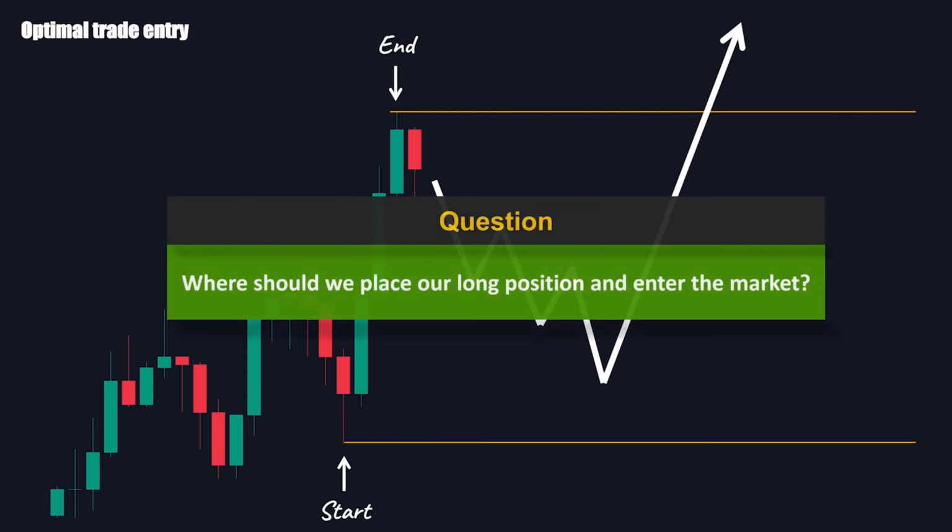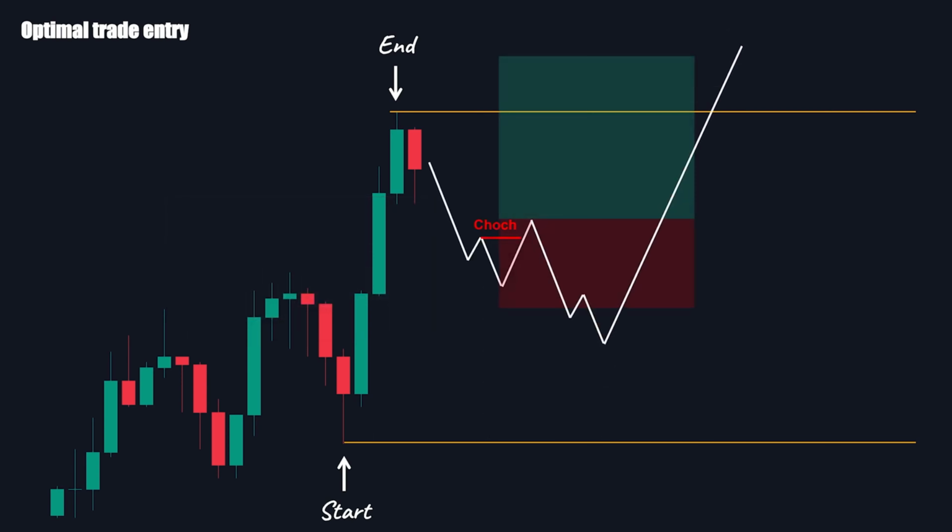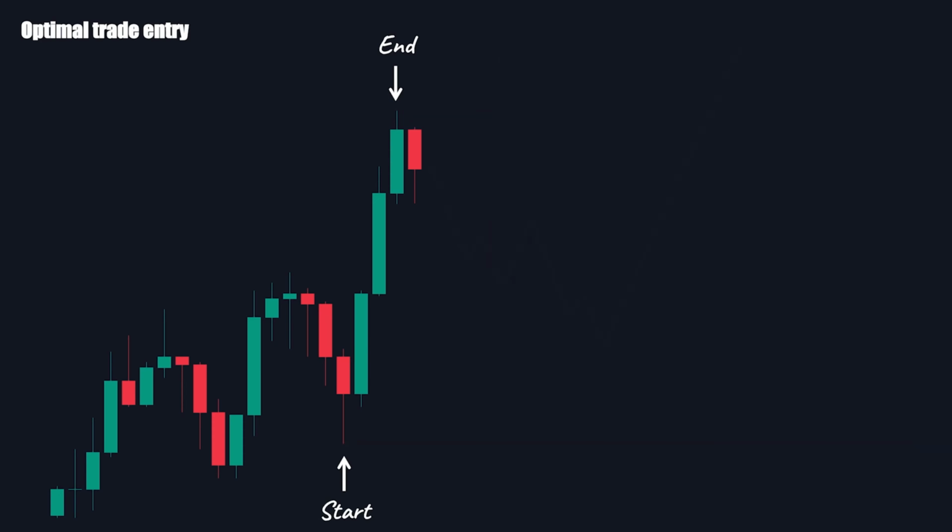Now the big question is, where should we enter our long position? If we enter too early, the price might pull back deeper, stopping us even if our analysis was correct. But if we wait too long, the price could reverse before we enter, causing us to miss the trade. The key to trading with the trend is to pinpoint the end of the correction, the point where the next impulsive move begins. But how do we find it? This is where Fibonacci retracement levels come in.